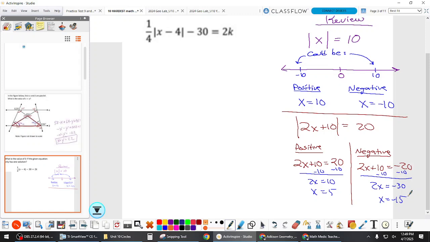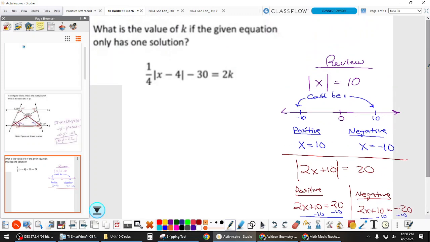That's the idea behind solving an absolute value equation. Take whatever you have, and on the right side make a positive and a negative version, and just ignore the absolute value on the other side. Everybody get that? So over here on this one, what is the value of k when this only has one solution instead of two? We still have to do all that same thing, but I'll show you what to do at the end to account for one solution.